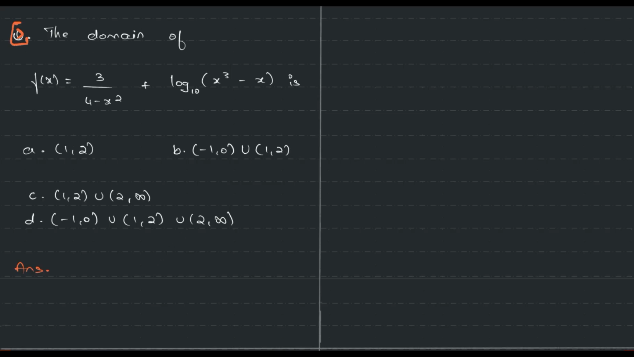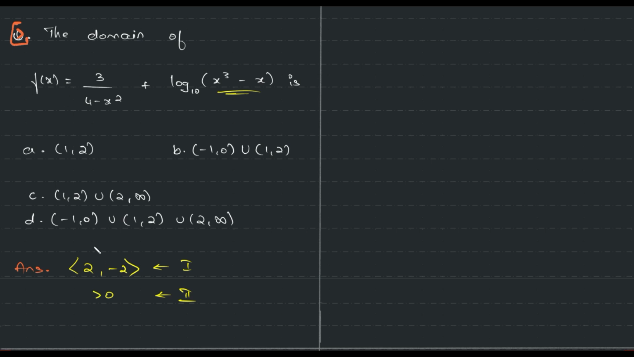We're trying to figure out the domain of f(x) = 3/(4 - x²) + log₁₀(x³ - x), and so on and so forth. So there are two conditions. We cannot have 2 and minus 2. I hope you guys can understand. From the first expression, this is the condition. From the second expression, we know that it has to be more than 0. This particular expression has to be more than 0. So everything else is okay.